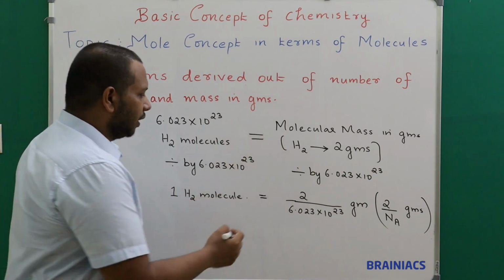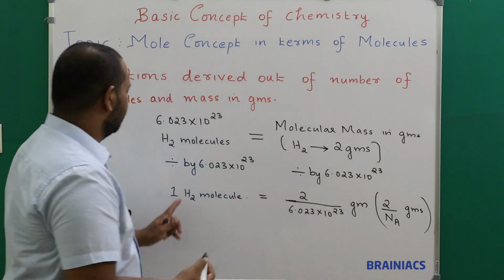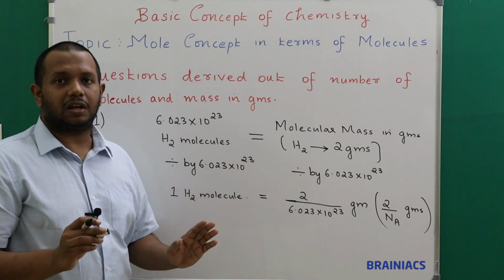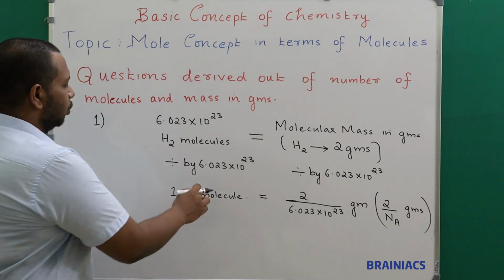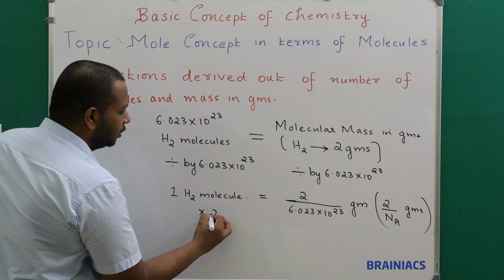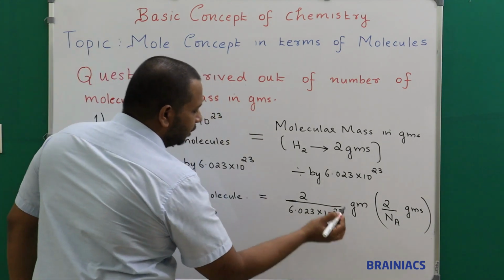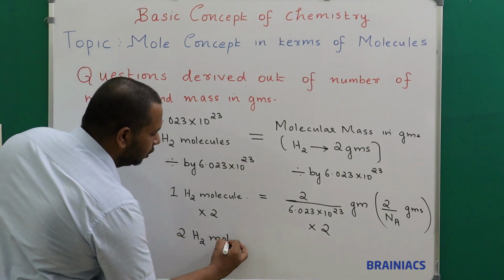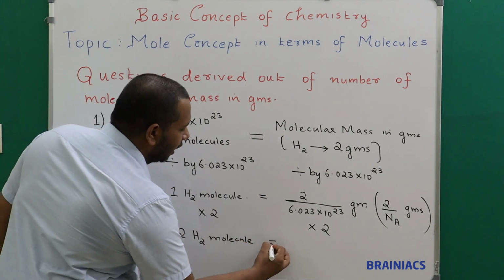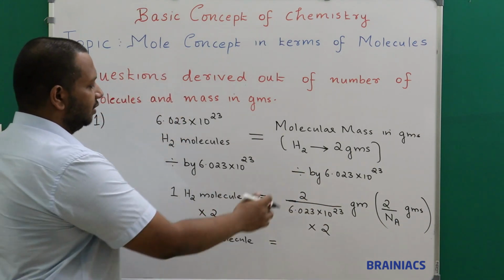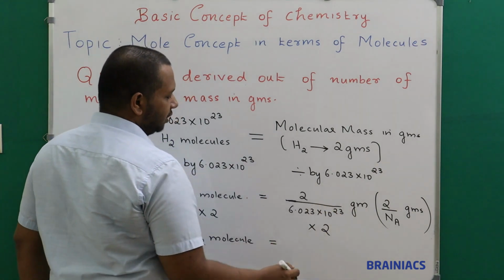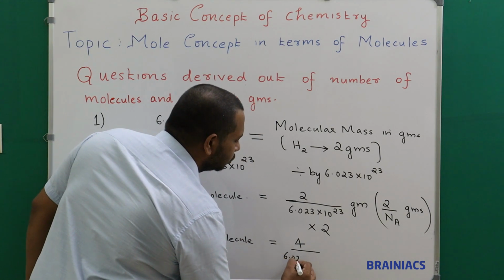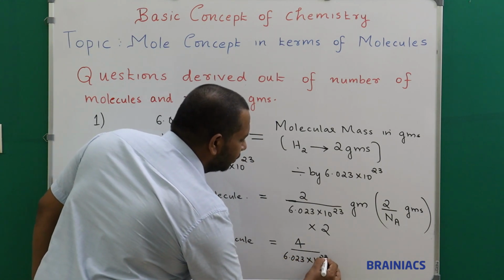So this is for 1 hydrogen molecule. Now tell me, in the question, are they asking the mass of 1 hydrogen molecule? No, they are asking about 2 hydrogen molecules. So how to convert this into 2? Multiply by 2. Do it on both sides, multiply by 2. So this will become 2 hydrogen molecules, and on the other side this will become 2 into 2, multiplying on the numerator, which is 4 by 6.023 into 10 power 23 grams.